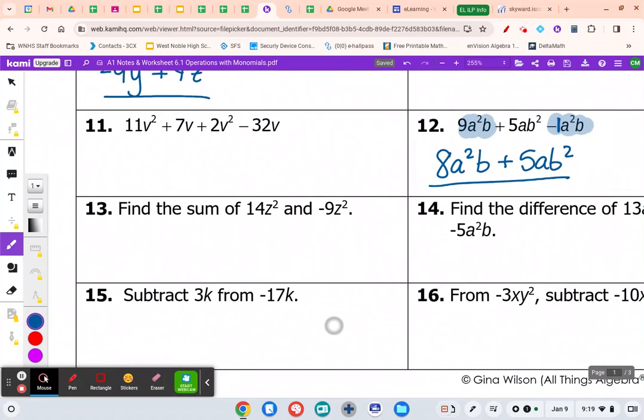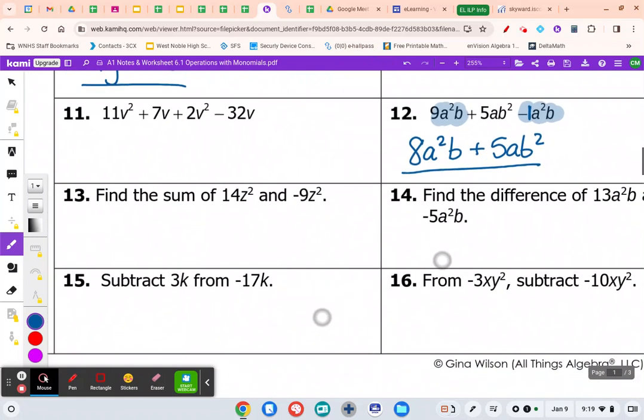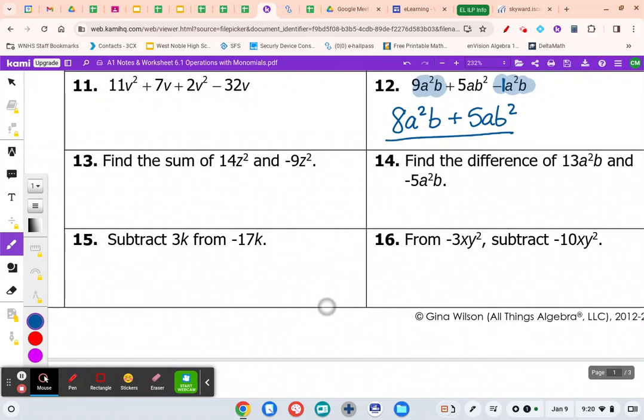All right, if we go down to these word problems, they're not really anything crazy. All you have to do is follow what it says. So like sum is addition, difference is subtraction, and subtract is subtract, okay? So we're just going to do 2 of these. We will do the sum one, so find the sum of these 2. That just means add them.